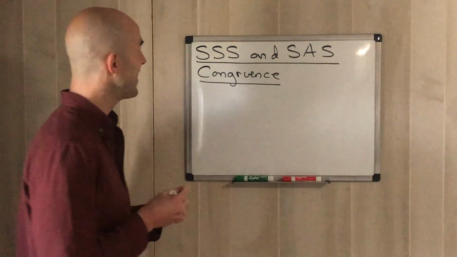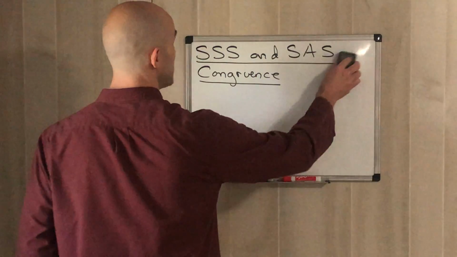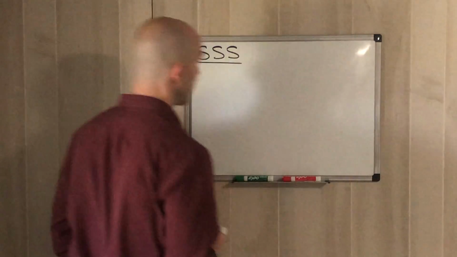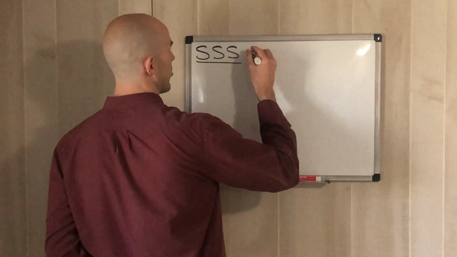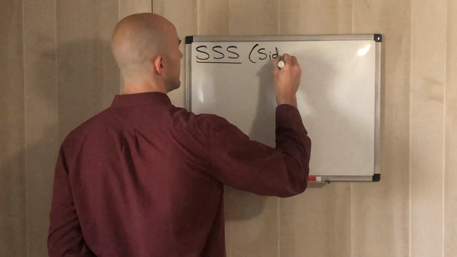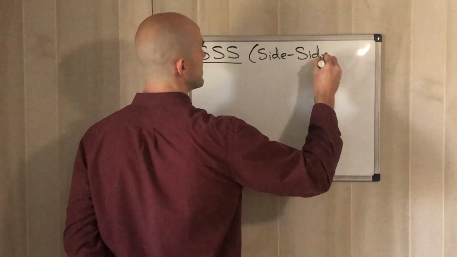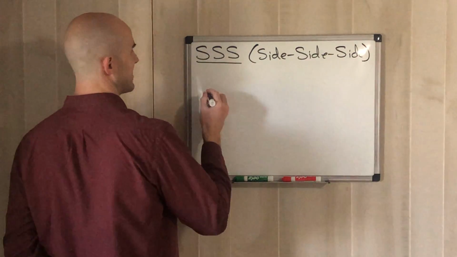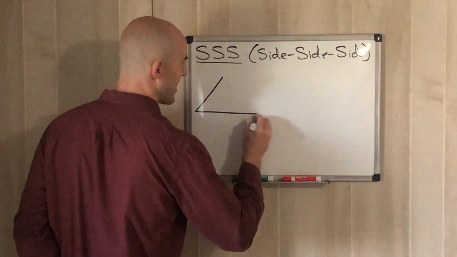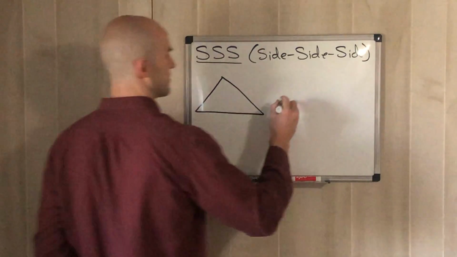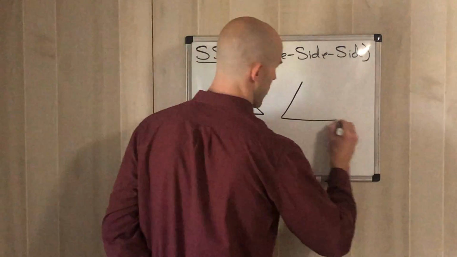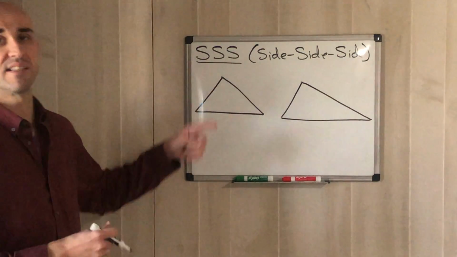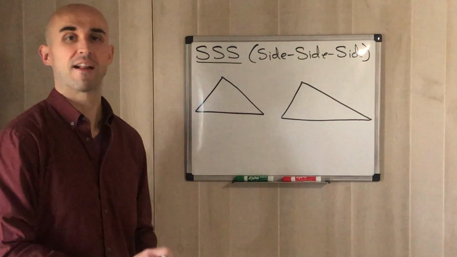But now let's go into what it actually means, because again, SSS doesn't mean anything to you, nor should it. I don't know if some of you realize it already by now, but SSS stands for side, side, side. Right? SSS literally stands for side, side, side. And what this means is, let's say I had two triangles, just any two triangles. What SSS means is if they have three pairs of sides that are congruent, then the triangles automatically are congruent.